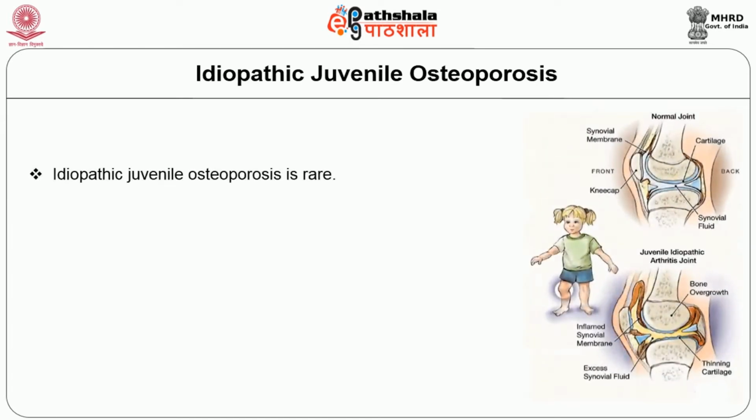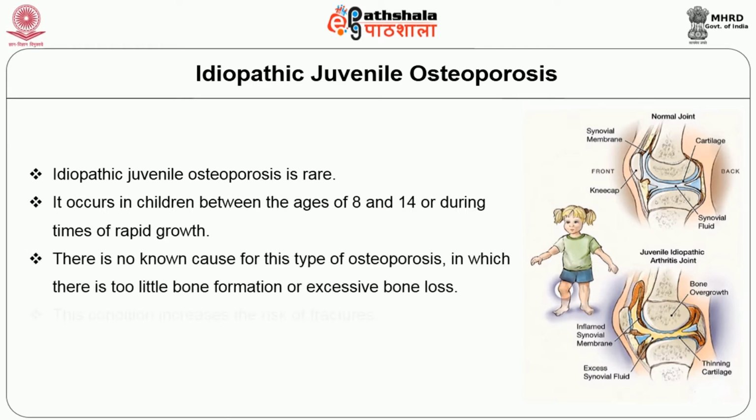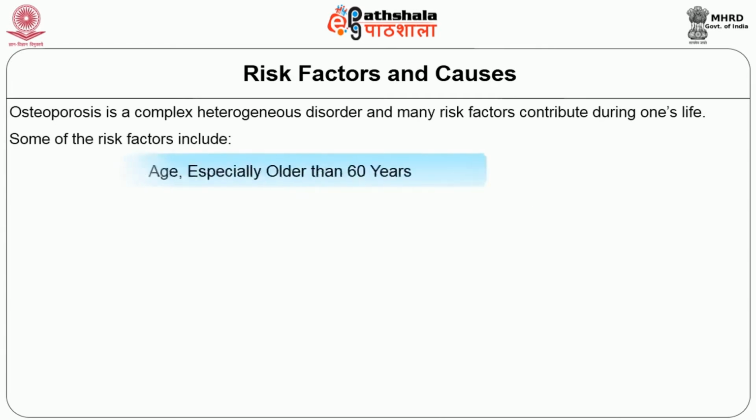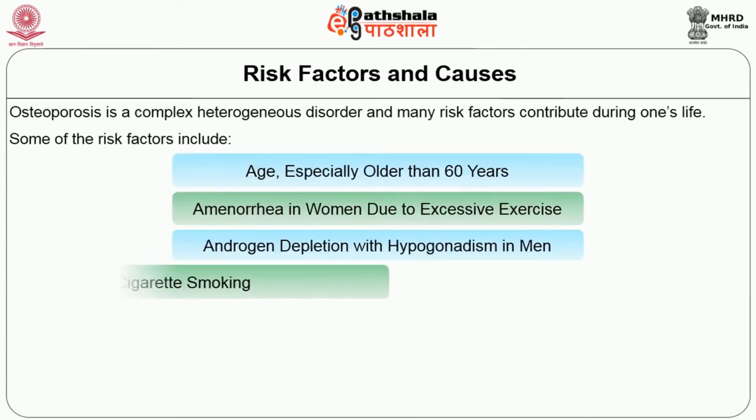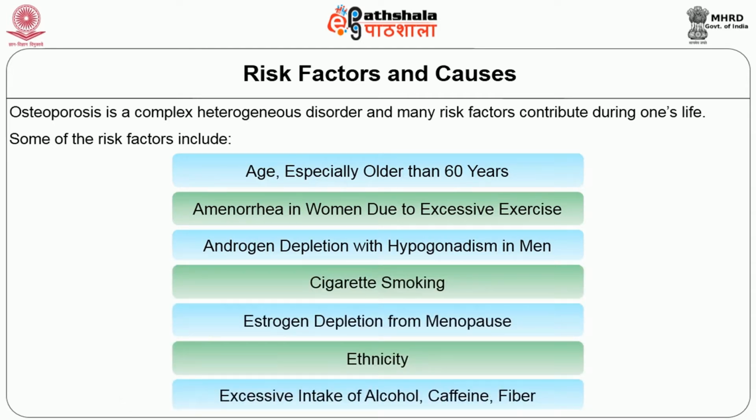It is a rare form of osteoporosis that is present at birth and it causes bone to break for no apparent reason. The fourth type is Idiopathic Juvenile Osteoporosis. This type is also rare. It occurs in children between the ages of 8 to 14 years during rapid growth. The cause is unknown and there is little bone formation or excessive bone loss. This condition also increases the risk of fractures.